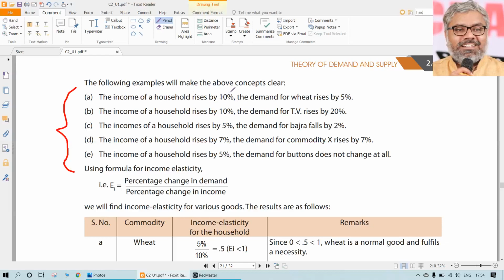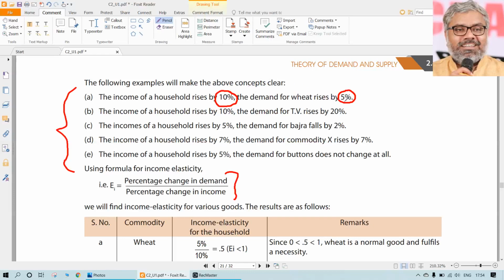So income of the household rises by 10%. Income increases by 10%, demand for wheat rises by 5%. What is in the numerator, you have to keep in mind always. Don't always put the bigger number in the numerator. That's what some students do. Wrong. The formula you have to remember: percentage change in demand divided by percentage change in income.